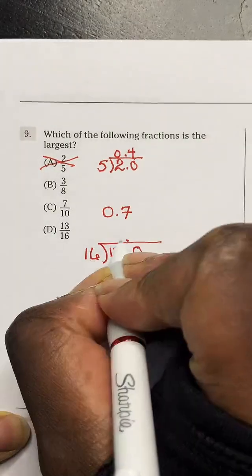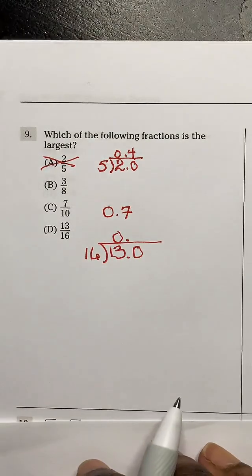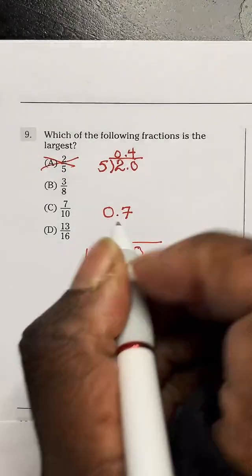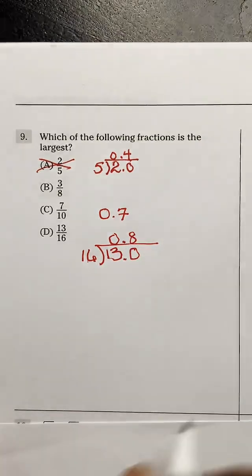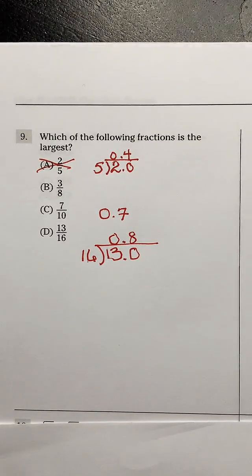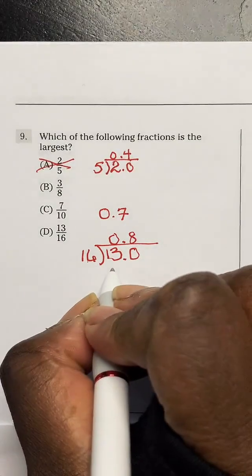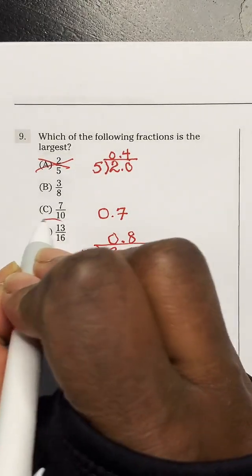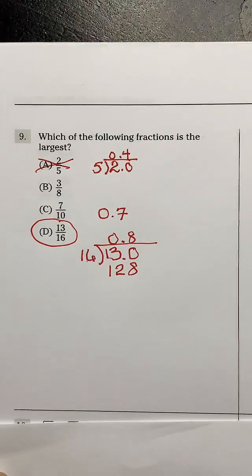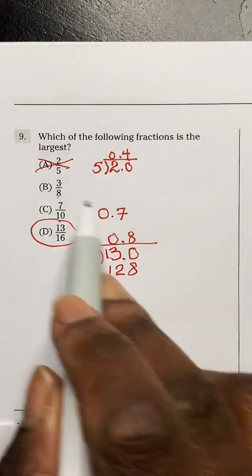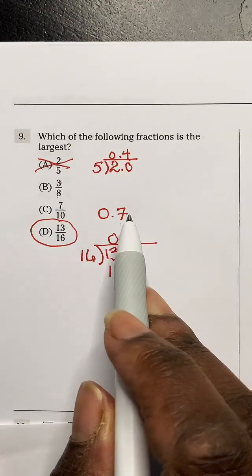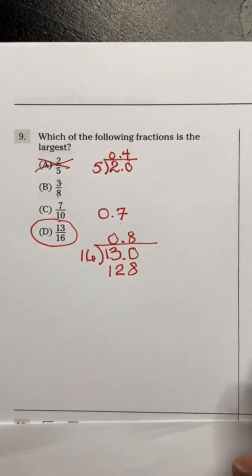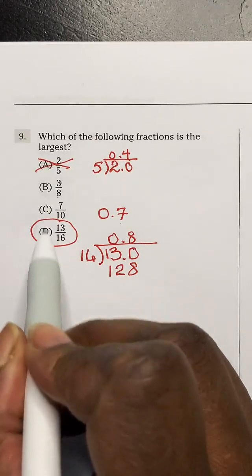So how many 16s can go into 13? 0. So how many 16s can go into 130? That is 8. Yes, because 16 times 8 gives me 128. So since I have that 0.8, that means this has to be larger. Because I know that 3/8 is definitely not larger than 0.7. So the competition was really between C and D.